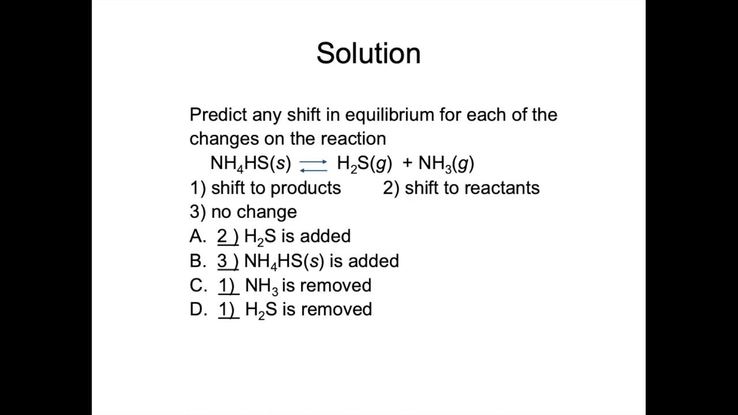Okay, but you can see that adding our product. So here in this first question, we've added hydrogen sulfide, which is a product. So if we add a product, the system wants to shift to the reactant side because that uses up that extra product. So that's why that shifts towards the reactants. In the case of questions C and D, we're removing hydrogen sulfide or ammonia, both of which are products. So the system shifts to the product side to make more of them, to replace what you've removed.